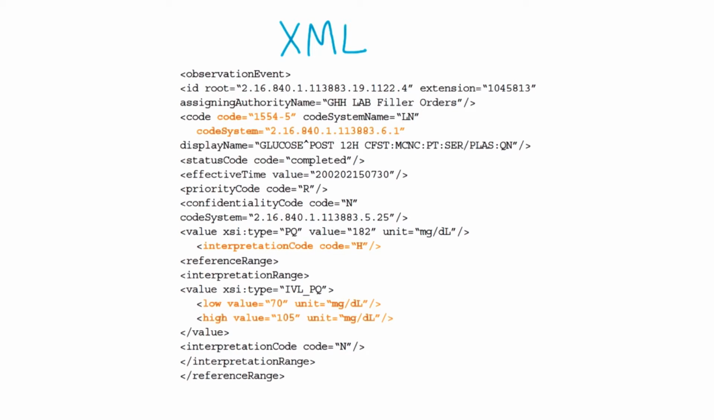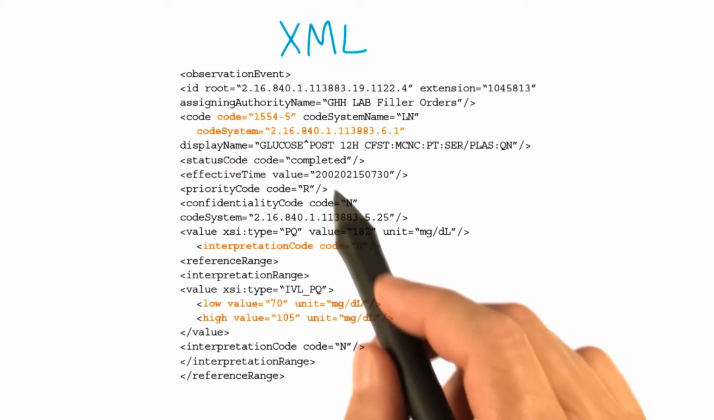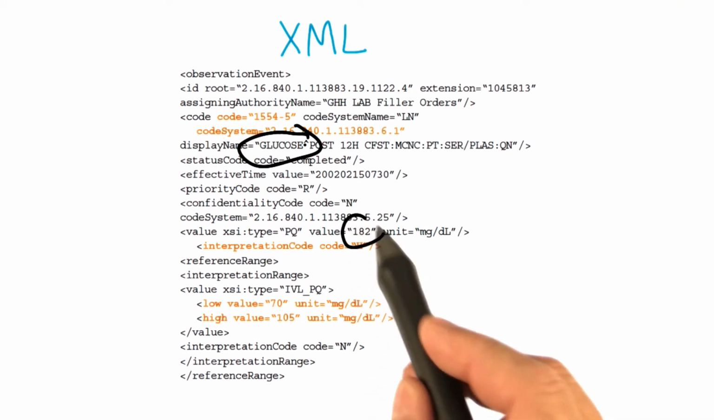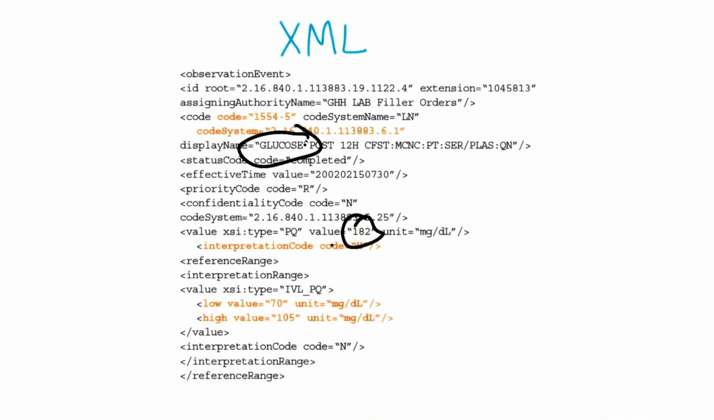While it's still not easy to read, we can much more easily tell that it was a blood glucose level, that its value is 182, it says value right there, and we can see the normal ranges for the test are 70 to 105.